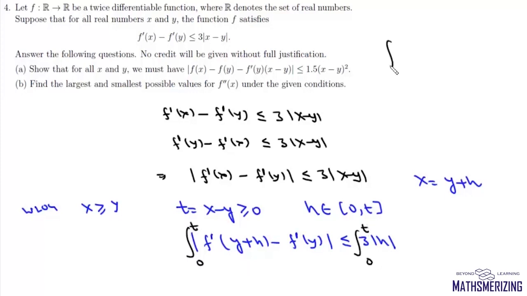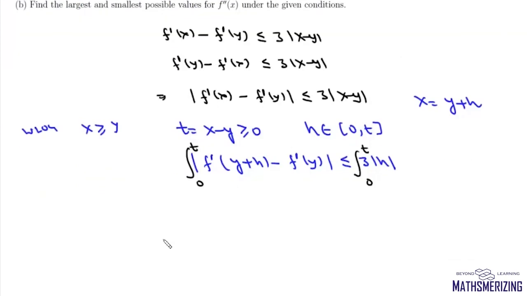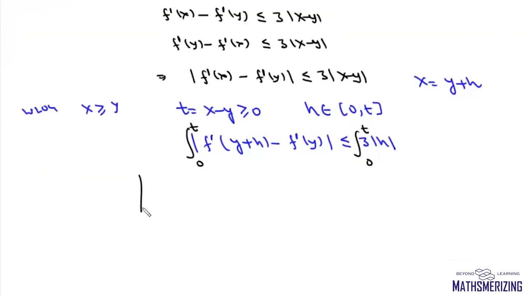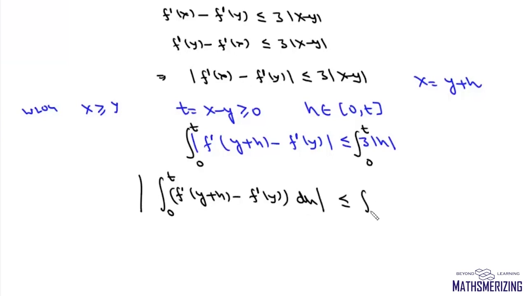Now we know that integral of 0 to t mod fx dx is greater than or equal to mod of this integral fx dx. So we'll write this mod of integral from 0 to t f dash y plus h minus f dash y dh is less than or equal to integral from 0 to t 3 mod h dh.